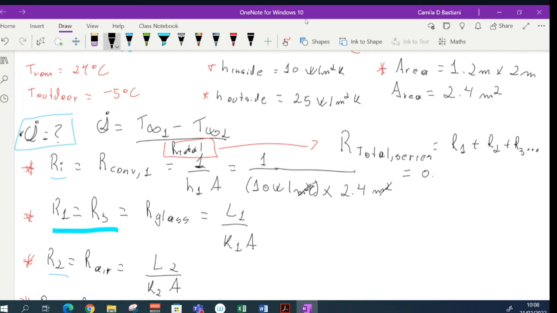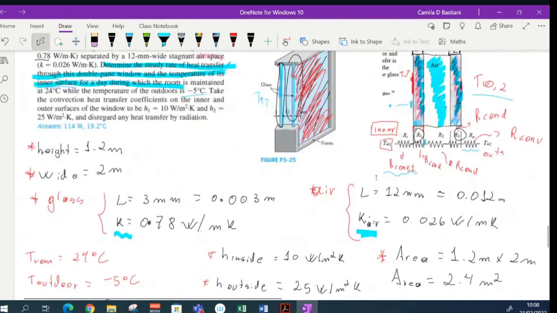My convection resistance between the inner side and the glass is going to be 0.04167 degrees Celsius per watt. Okay, so that's the resistance Ri between the air on the inner side and my glass.